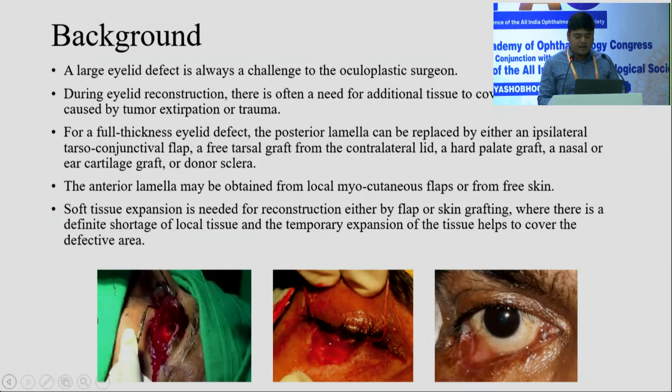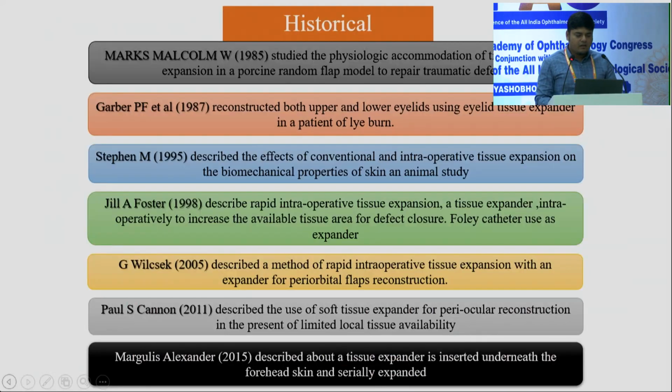If the defect is large and a large amount of tissue is needed, the technique of soft tissue expansion can be used where there is definite shortage of local tissue, and the temporary expansion of the tissue helps to cover the defective area. Now a little bit about the history of tissue expansion.